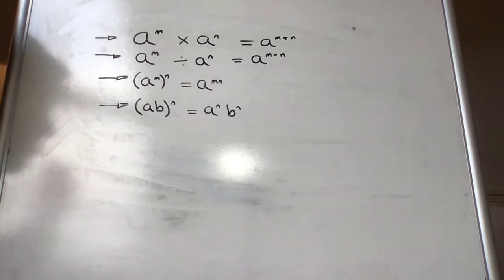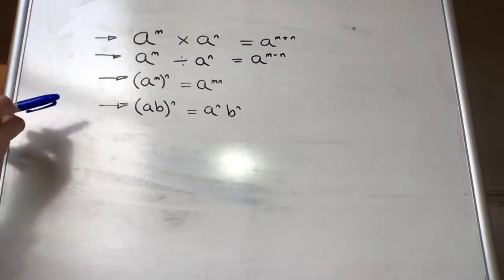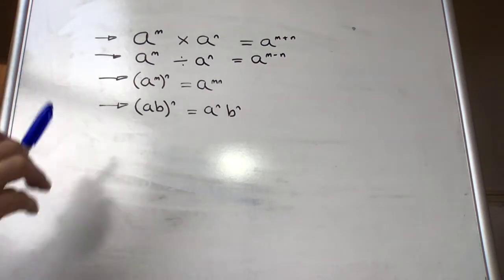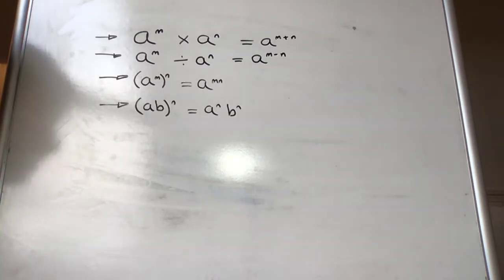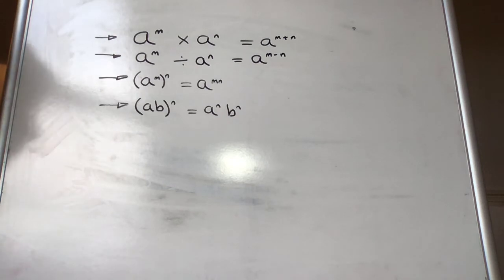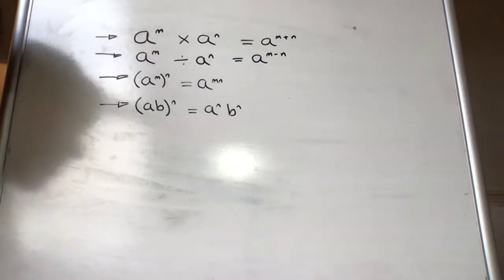To manipulate expressions involving indices, we use specific rules known as the laws of indices, some of which have been put out onto this whiteboard here. The laws should be used precisely as they are stated, so don't be tempted to make up variations of your own. These are probably the 4 most important laws that you should be using. Our first law is a to the power of m times a to the power of n.